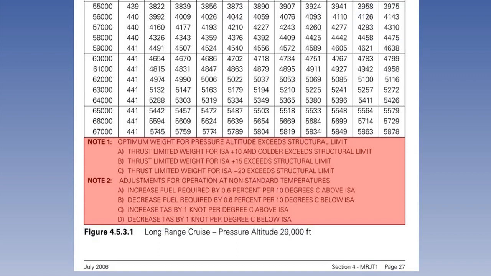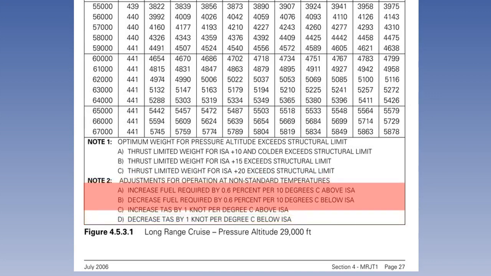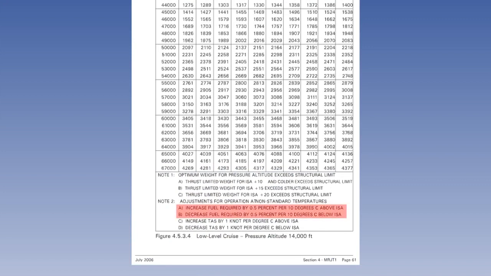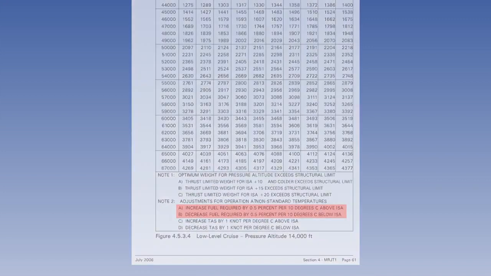We mentioned the footnotes before. As we said, for the purposes of this syllabus, Note 1 can be ignored, but we need to look at Note 2. We've already corrected the true airspeed for temperature, but we now have to correct the fuel burn as well. The fuel required is increased by 0.6% per 10 degrees Celsius above ISA and decreased by 0.6% per 10 degrees Celsius below ISA. If you were doing this for low-level crews, shown on page 61 onwards, this percentage is reduced to a 0.5% adjustment.